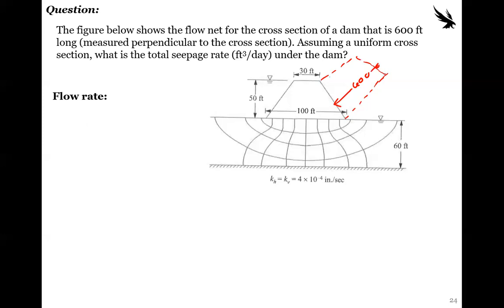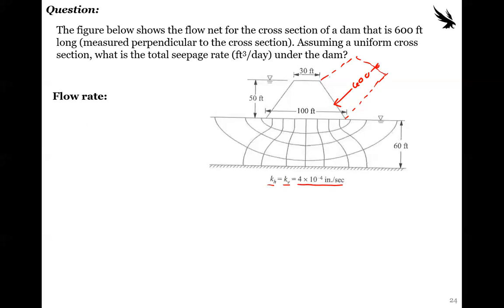So like it's going in and out of the paper 600 feet. So assuming that it has a uniform cross section, what is the total seepage rate under the dam? So we're looking at just a little slice of the dam and it's coming out of the paper 600 feet. So we're given the hydraulic conductivities, or the permeability, sorry, in inches per second.